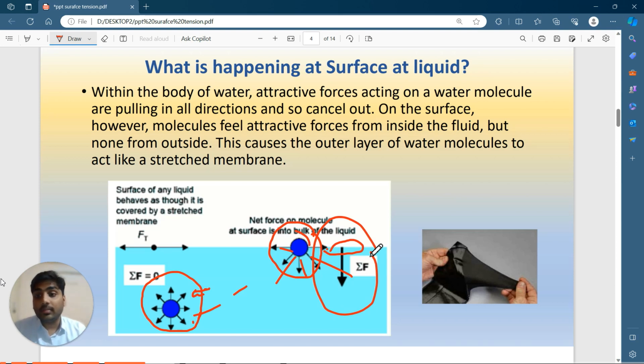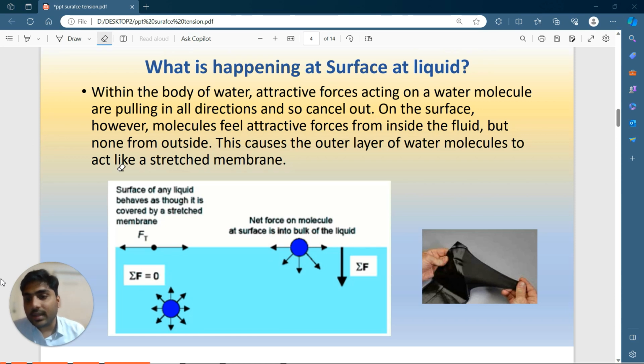This unbalanced force, the net force, is responsible for the surface tension. How? Within the body of water, attractive forces acting on a water molecule are pulling in all directions, so they cancel out. You can see that, yes.